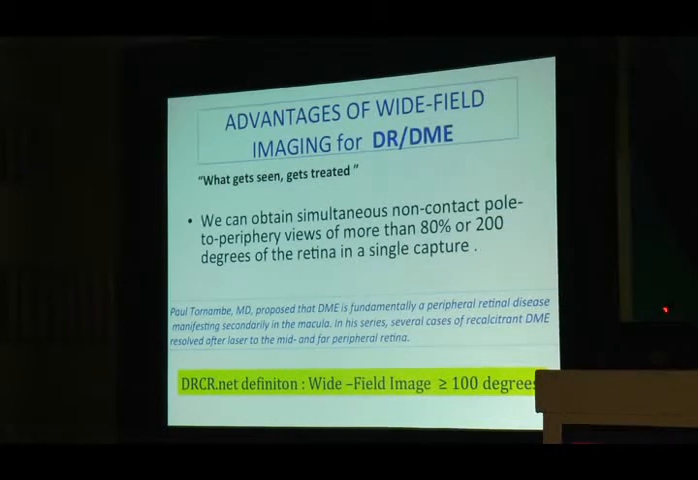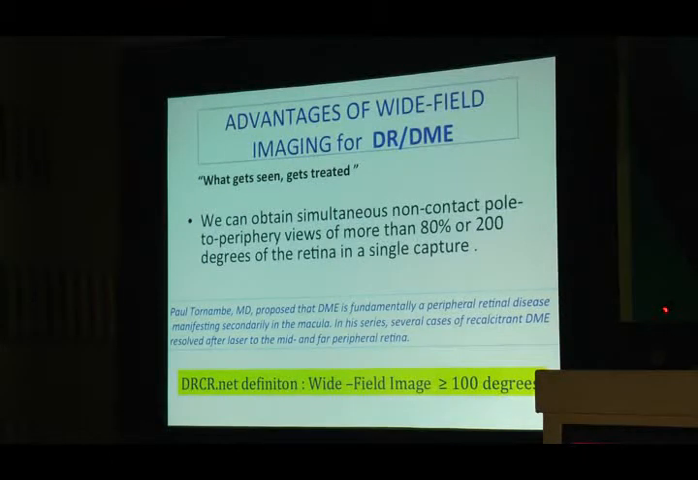Now, for DME also, it's very important to see the periphery. Why do we say that? Because Paul Tornambe has said that DME is fundamentally a peripheral retinal disease, which is saying a bit too much, but manifests secondarily in the macula. In his series, he showed several cases of refractory DME, or what you can call recalcitrant DME, which resolved after laser to the far retinal periphery.